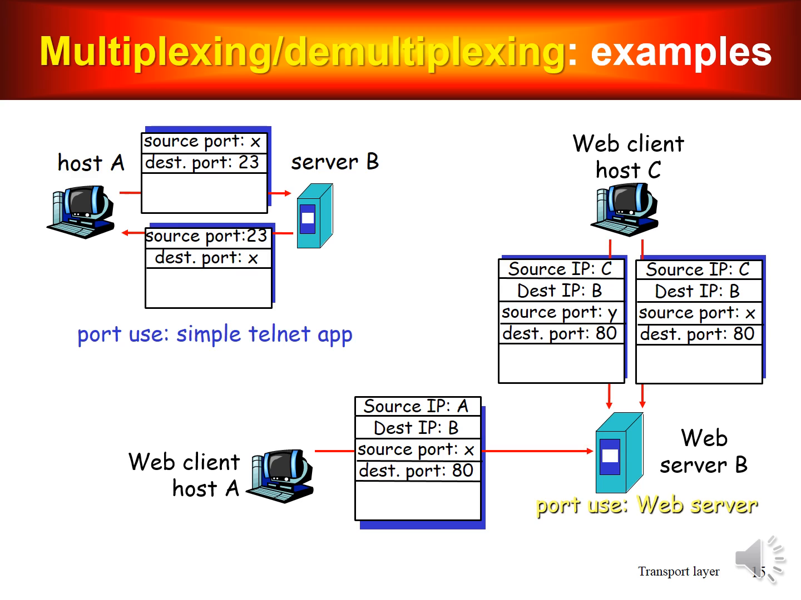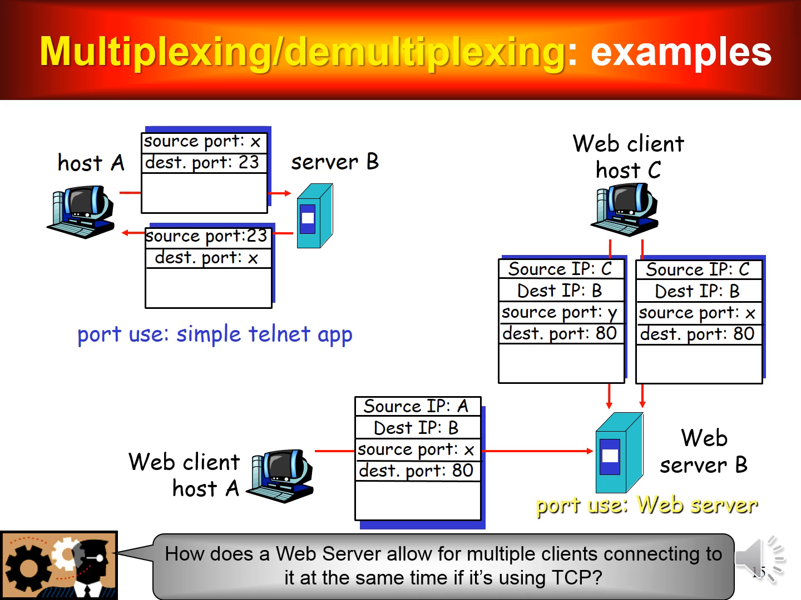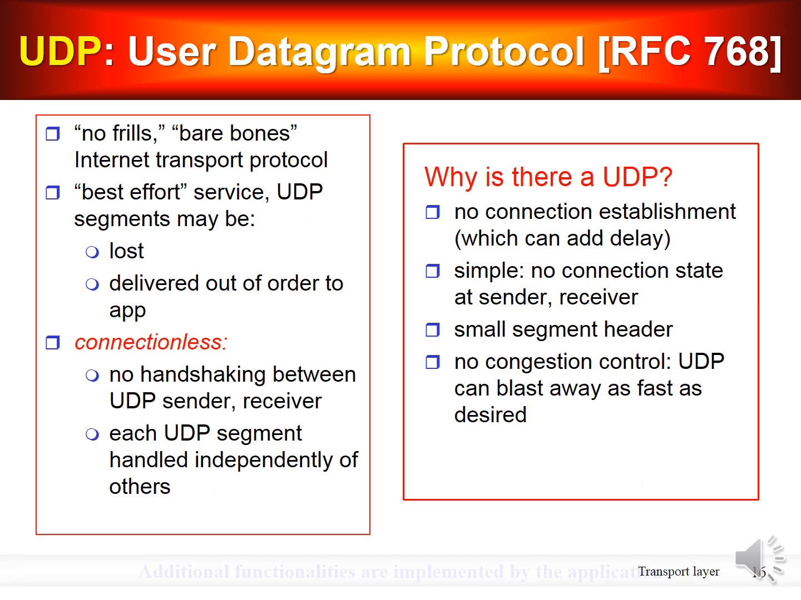Take a simple telnet application or web server. Host A has source port X and destination port 23. As far as server B is concerned, the source port is 23. The server has to send the reply to the host, so the destination port is X. However, the server allows multiple clients to connect at the same time.